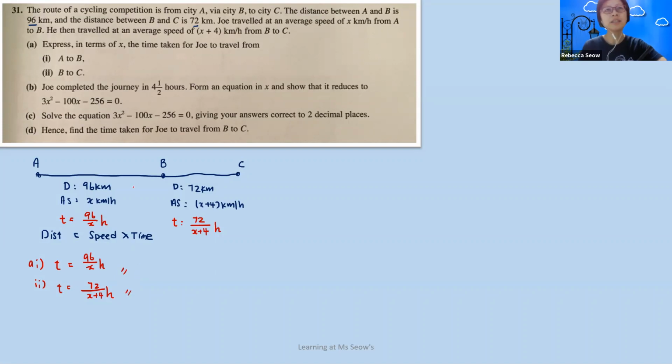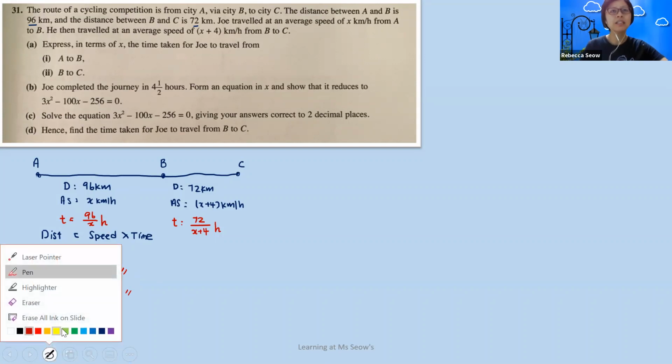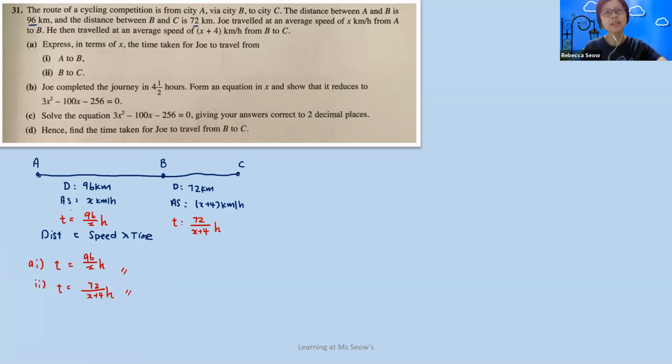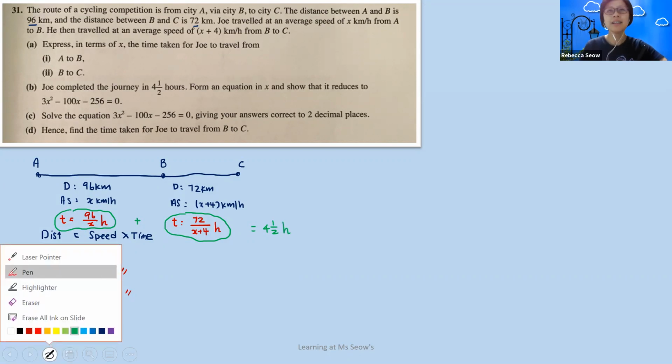B. Joe completed the journey in 4.5 hours. So completed the journey and you're given a time means that you're referring to the time, 96 over x hours, in addition to 72 over x plus 4 hours. And these two actually add up to 4.5 hours. That's what the second part of the question is trying to say. So the question asks us to form an equation in x and show that it reduces to the equation given.